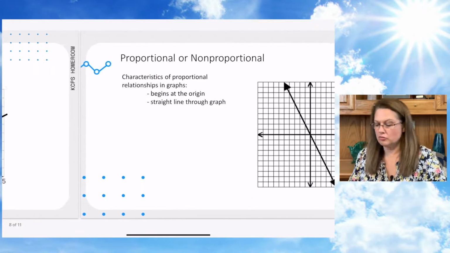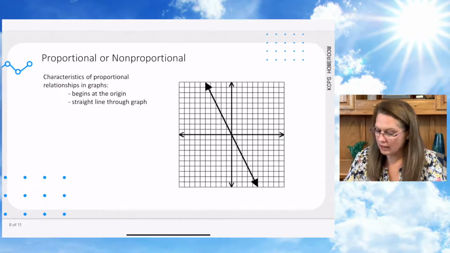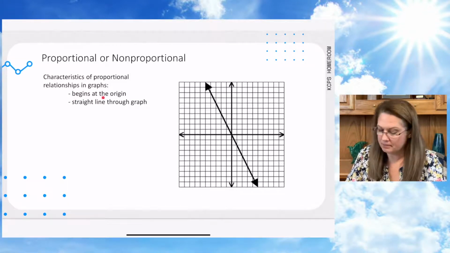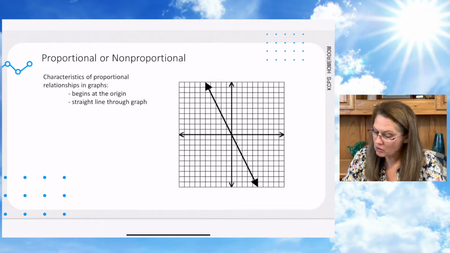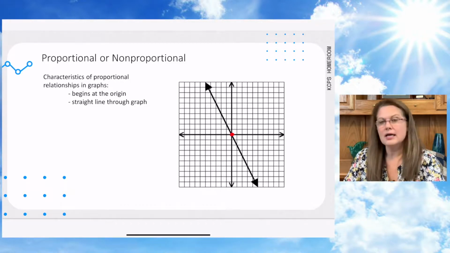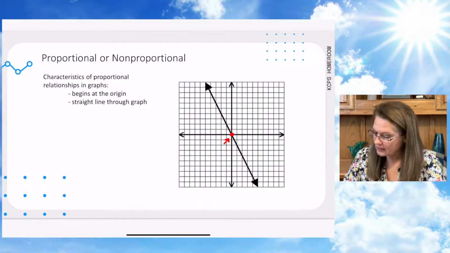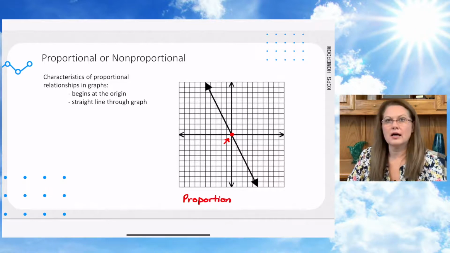Remember, our two characteristics for proportional graphs is one, that it begins at the origin. The second, it has a straight line through the graph, including the origin. So if you notice, this particular graph does start at our origin. Right there it is. It does have a straight line going through the origin, so we're going to say this graph does meet our characteristics for proportionality. So we're going to call it a proportional graph.